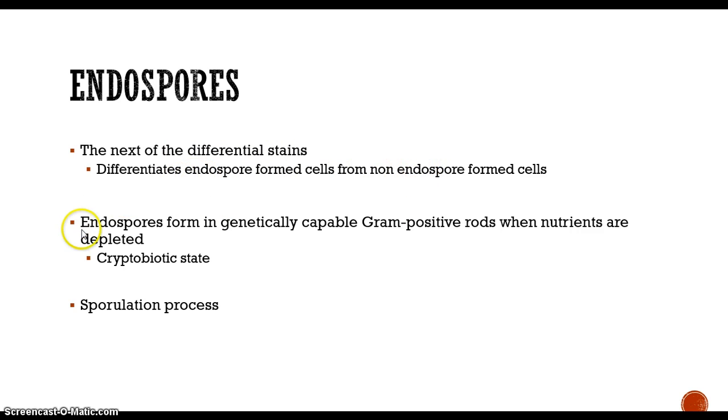Endospores form in genetically capable gram-positive rods when nutrients are depleted, and they're said to be in what's called a cryptobiotic state, in that there's no metabolism occurring, so they're not breaking down anything or building anything. They're very null. And the sporulation process, like how the spores formed, is on page 53.